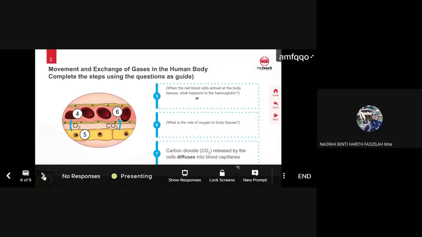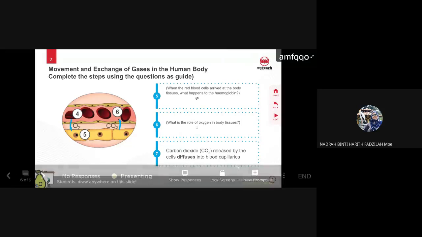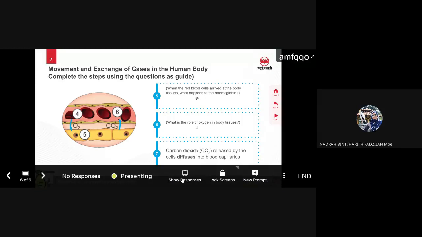Okey anak-anak, sekarang ni cerita bila dah sampai ke other parts of the body. When the blood arrives at other parts of the body, what does it do? What happens after that? Can you complete this one? Can you complete this statement?